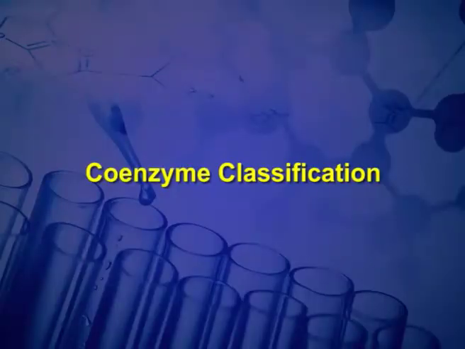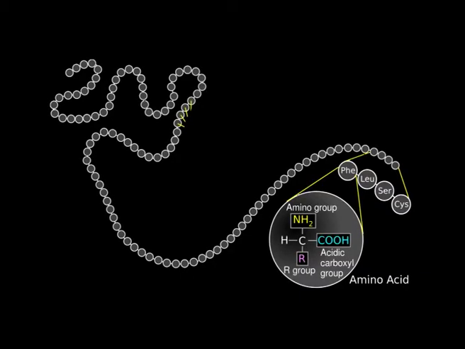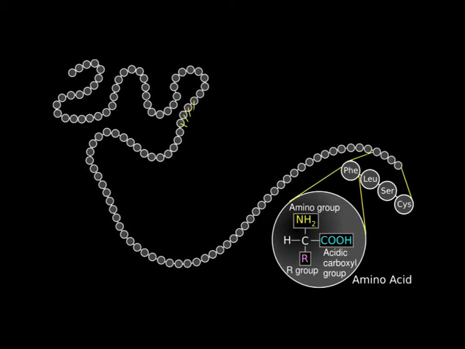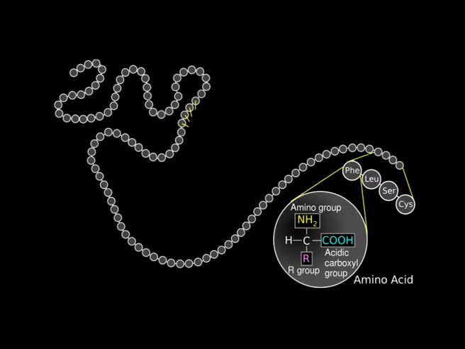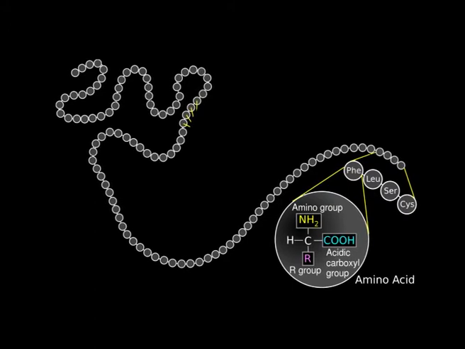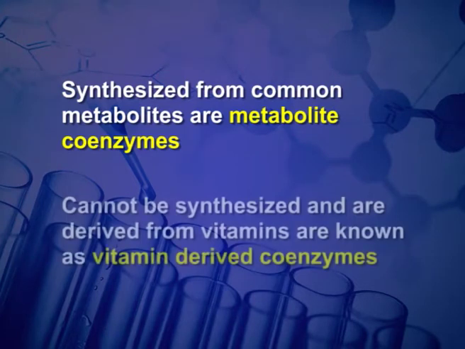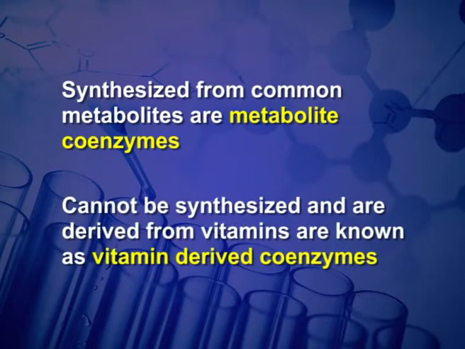Coenzymes are classified as follows. These are part of the active site of the enzyme. They supply reactive groups that are not available on the side chains of the amino acids. Coenzymes that can be synthesized from common metabolites are referred to as metabolite coenzymes. Those that cannot be synthesized are derived from vitamins and are known as vitamin-derived coenzymes.